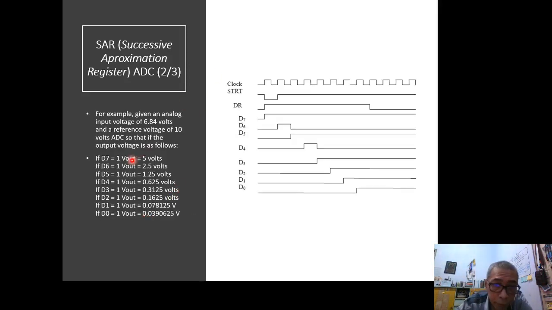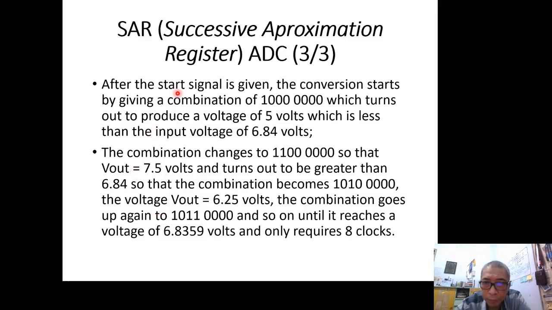For example, given an analog input voltage of 6.84 volts and a reference voltage of 10 volts for the ADC, the output voltage is as follows: V out is 5 volts, 2.5, 1.25, 1.625 and so on. After the start signal is given, the conversion starts by giving a combination of 1 0 0 0 0 0 0 0, which produces a voltage of 5 volts, which is less than the input voltage of 6.84 volts.